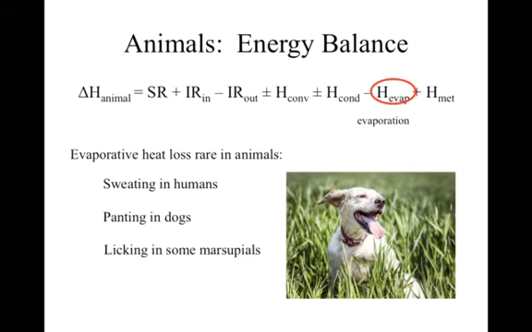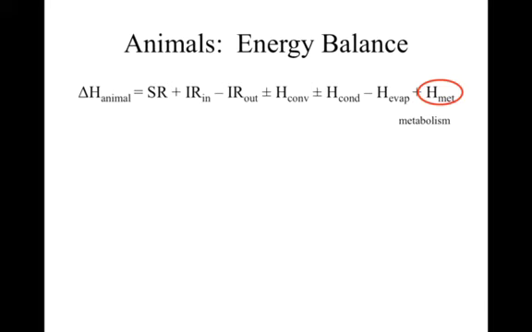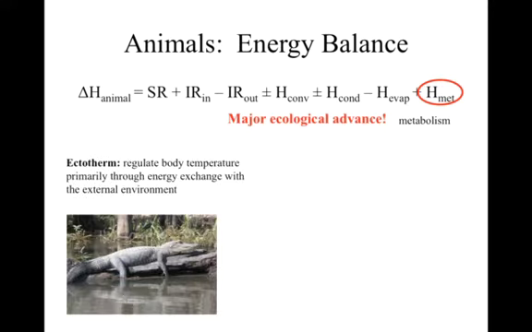However, it's fairly rare. Instead, what a lot of animals do to alter their energy balance is metabolism. And so this is actually a major ecological advance, and it only occurs in one subset of animals. On one hand, we have ectotherms, and they regulate body temperature primarily through energy exchange with the external environment. These are things like alligators, reptiles, salamanders. They don't really make their own heat.